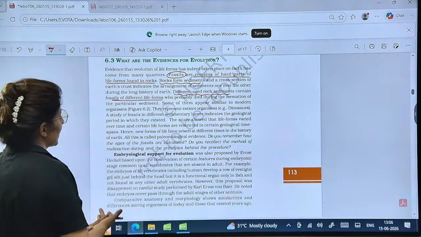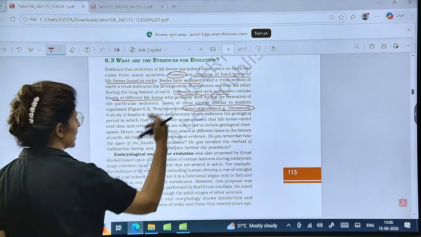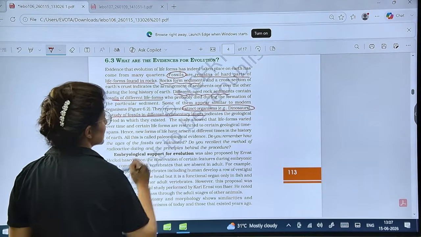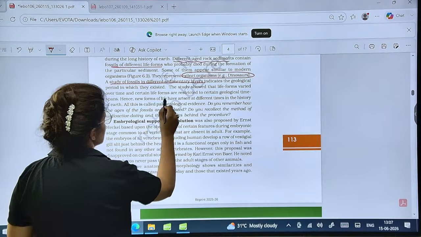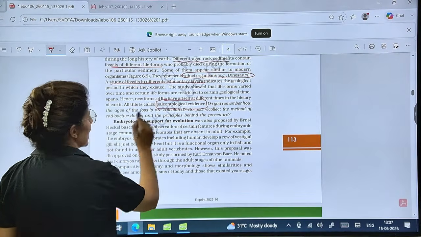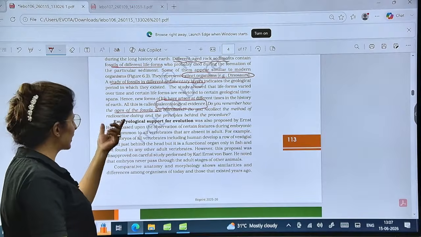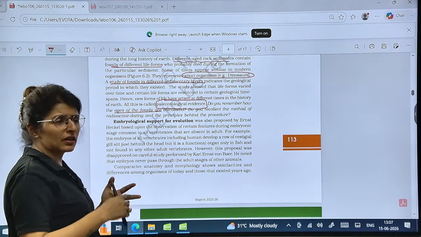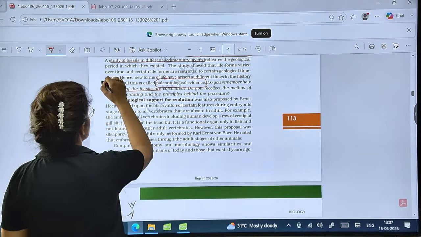Is that clear? Now, they represent the extinct organism. Can you name one extinct organism? Dinosaurs. Study of fossils is made in sedimentary layers. Yes. And all this is paleontological evidence. How do you determine the age of fossils? We have different radioactive dating methods like carbon dating, potassium argon method, uranium thorium method, and so many. So this is the first evidence.